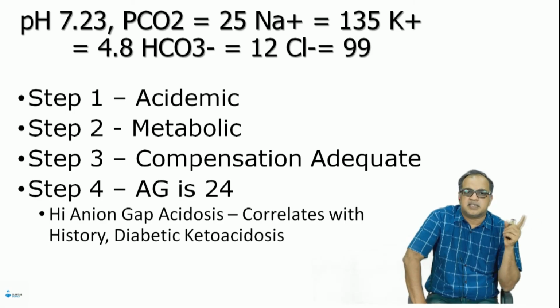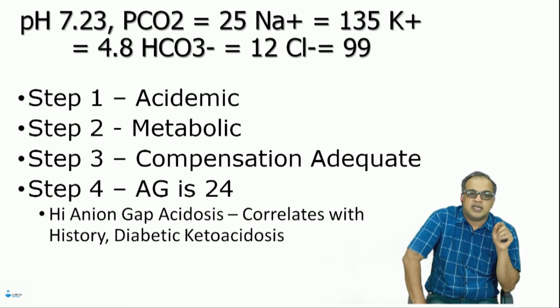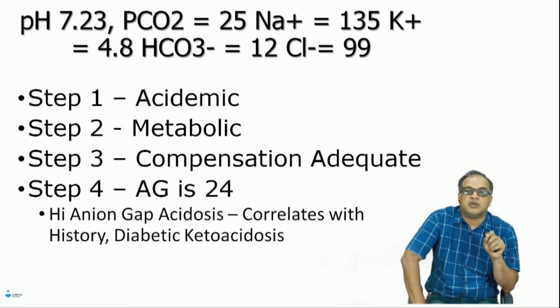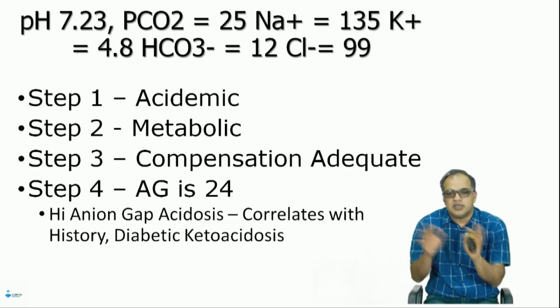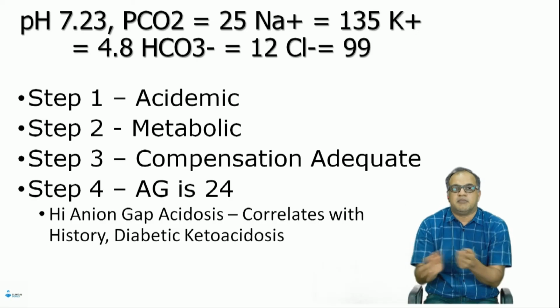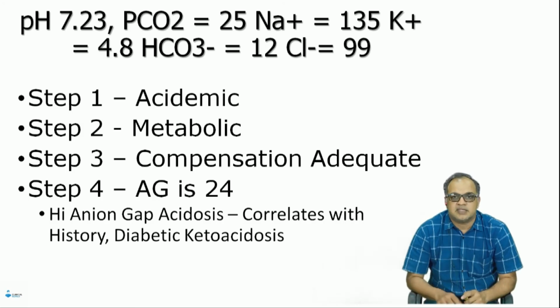So it is high anion gap acidosis. It correlates with the history. The patient was a diabetic with all those problems. So it is diabetic ketoacidosis, which is a high anion gap acidosis. We can go further into this, bicarbonate gap and delta gap, but right now I won't. Let's leave it there.